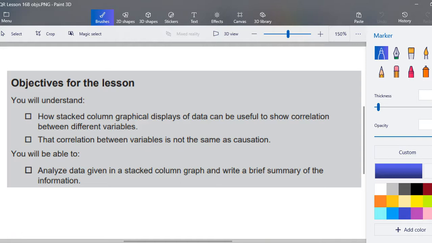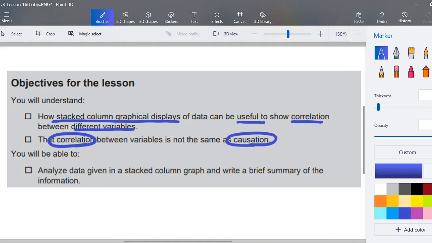We're going to understand in this lesson how stacked column graphical displays of data can be useful to show correlation between different variables, and that correlation between variables is not the same as causation. We'll be able to analyze data given in a stacked column graph and write a brief summary of this information.